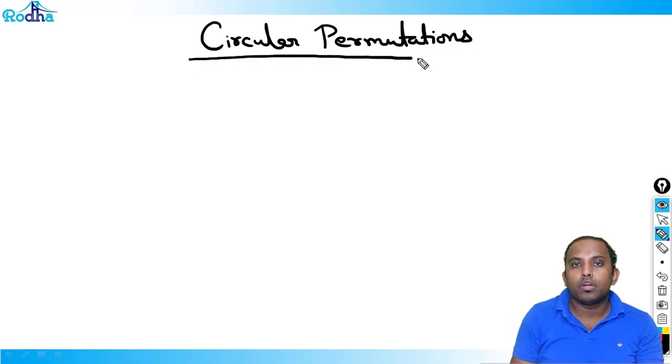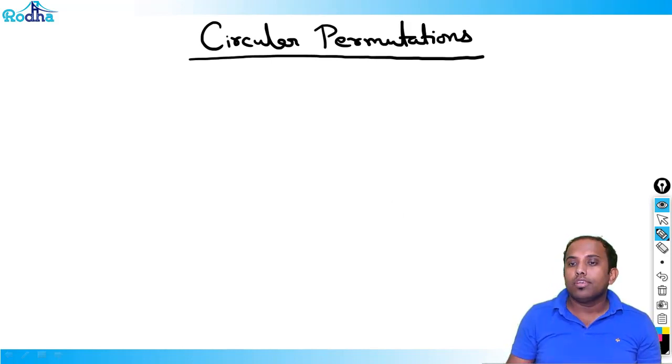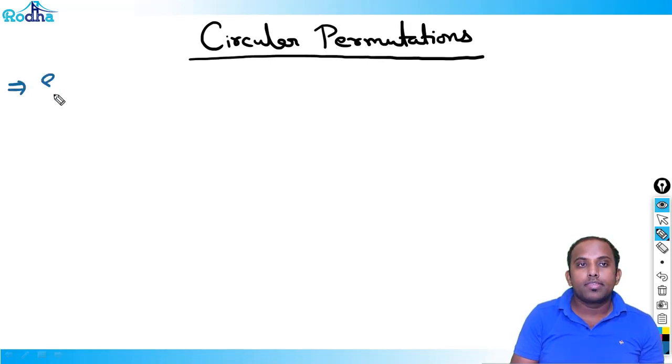A very important topic, a bit difficult to understand, right? But we'll try to do all those tricky questions which will make your concept clear. See, in circular permutations, you need to understand one thing: symmetry. Symmetry is the most important thing in circular permutation.